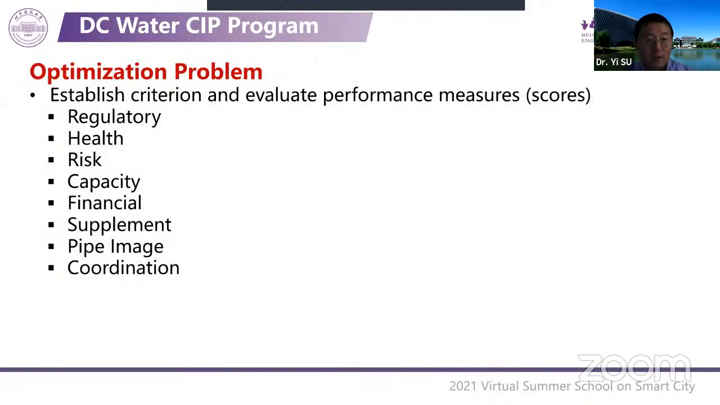So yeah, we know those variables and the values, and next what we need to do is optimize the knapsack. So establish criteria and evaluate performance measures like scores. Those scores are considered by DC Water: regulatory, health, risk, capacity, financial, supplement, pipe image, coordination.